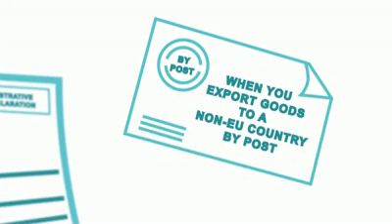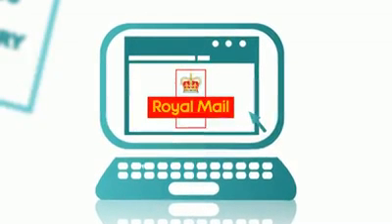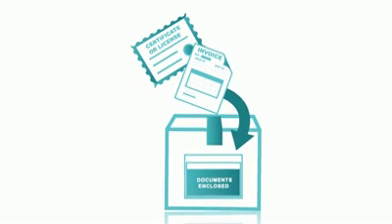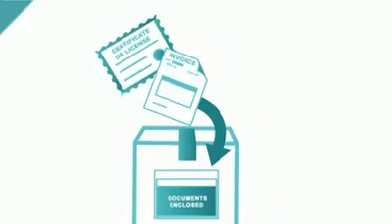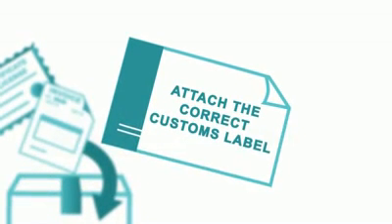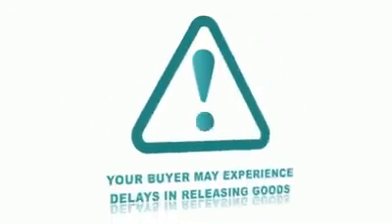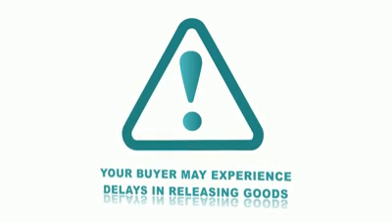When you export goods to a non-EU country by post, you will have to attach a customs declaration, which you can obtain from the post office or download from the Royal Mail website. When exporting goods commercially by post, you also need to attach a commercial invoice and any certificate or license that applies to goods of that type. You should also make sure that you attach the correct customs label so that the package will be presented to customs before export. If you don't, your buyer may experience delays in getting the goods released.